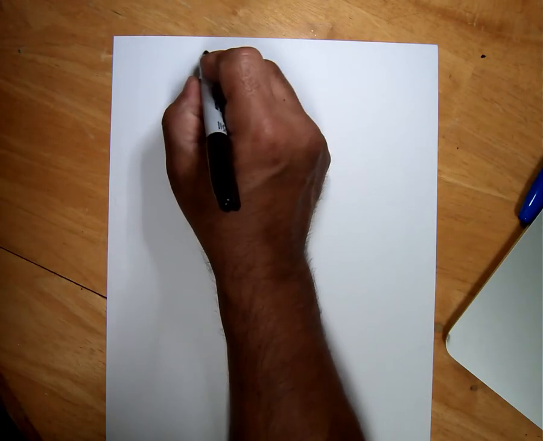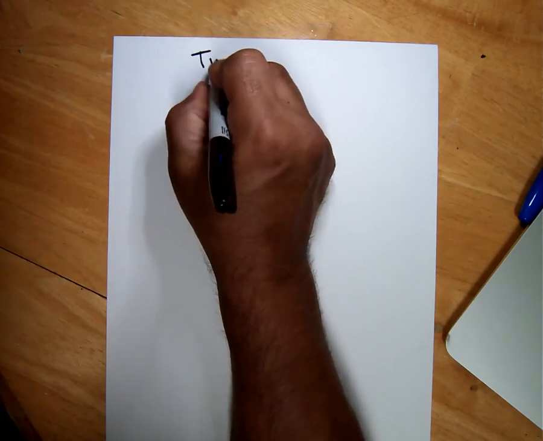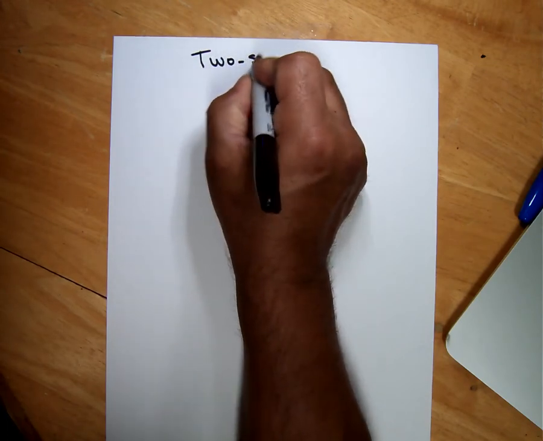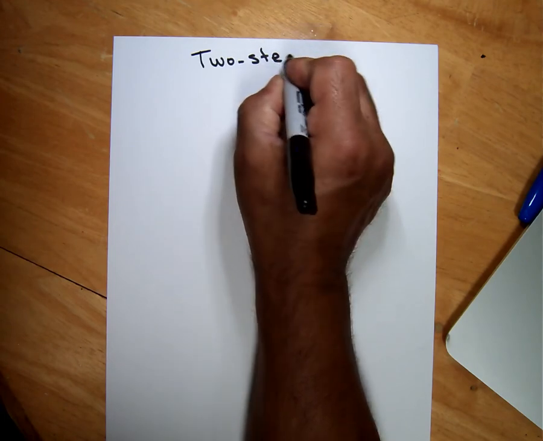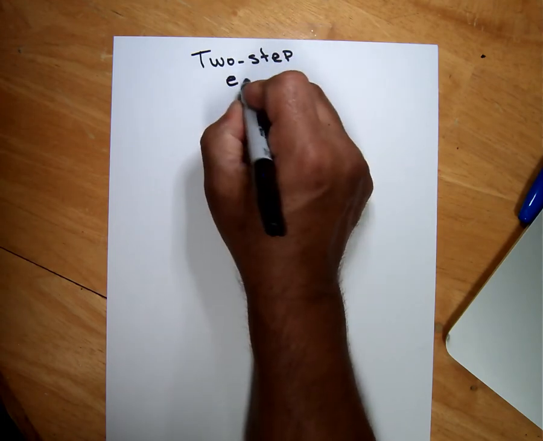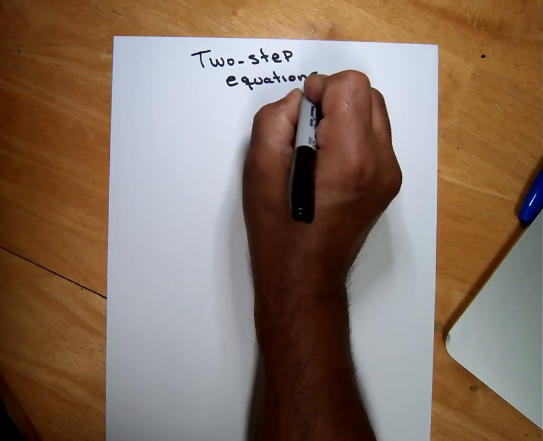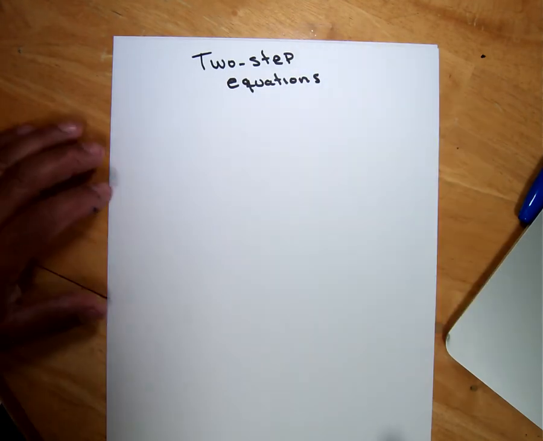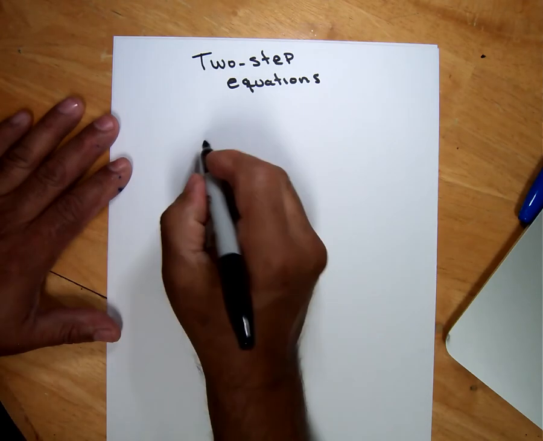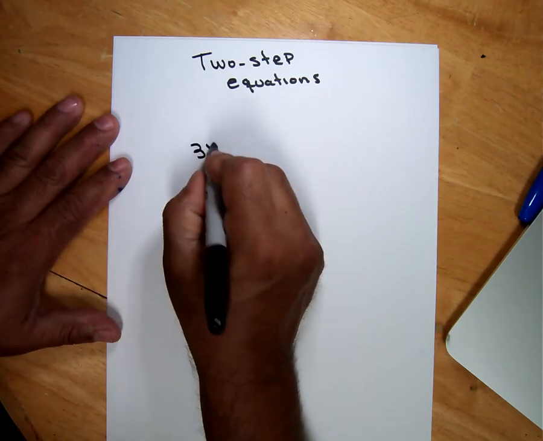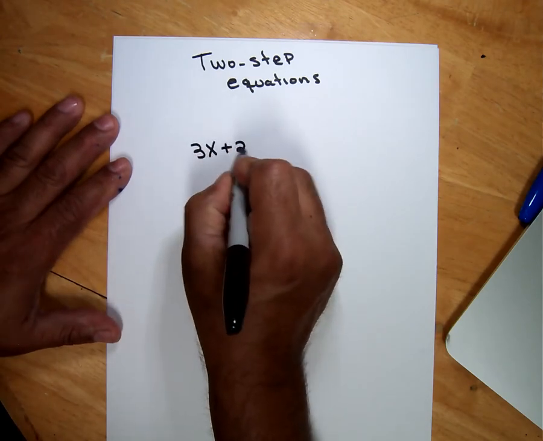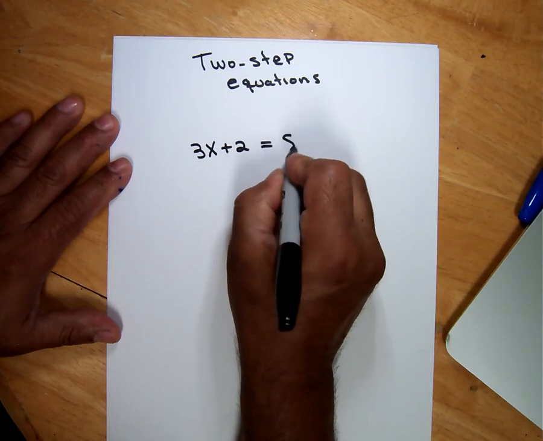Good morning. Today we're going to review our two-step equation. So I'm going to write it up here. Two-step equations. And the equation that we're going to be working with today will be 3x plus 2 is equal to 8.